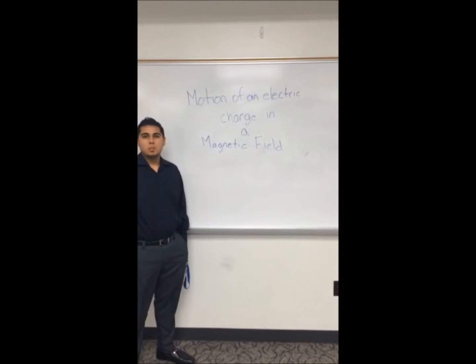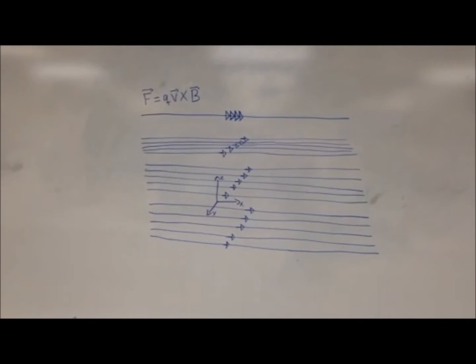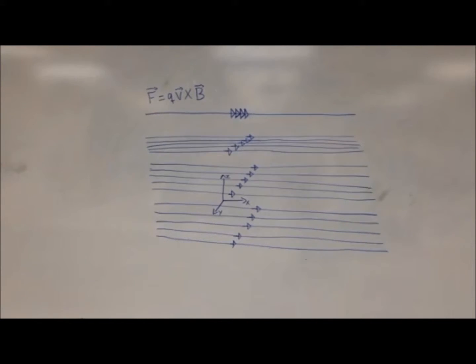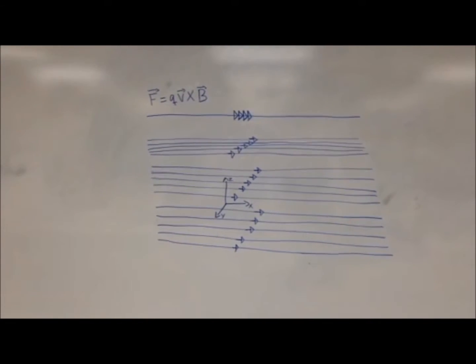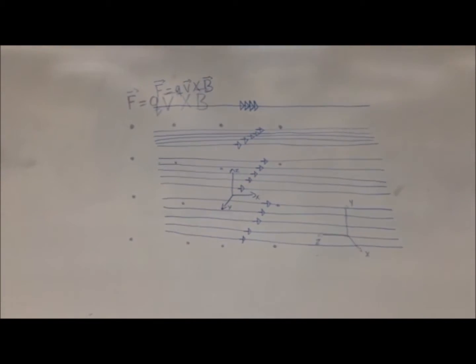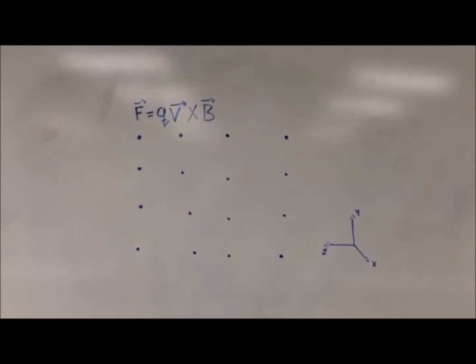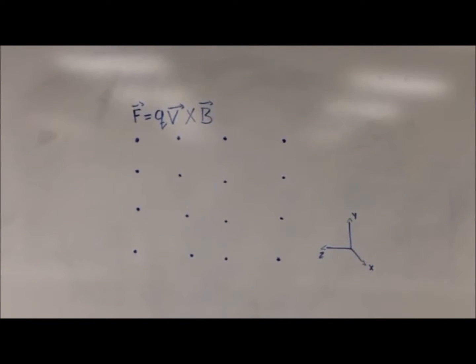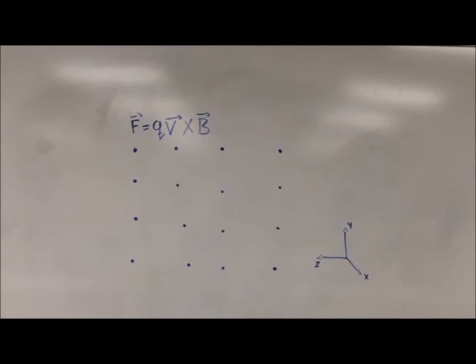Now we'll be looking at the motion of an electric charge in a magnetic field. Let's examine the motion of an electric charge in a uniform magnetic field. Because the magnetic force depends upon the cross product of the charge velocity and the magnetic field, the motion is usually three-dimensional. We will start with a special case where the initial motion is perpendicular to the magnetic field. In this case, the resulting motion will be confined to a plane perpendicular to the field.